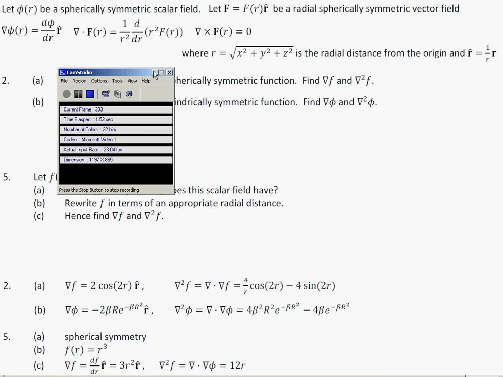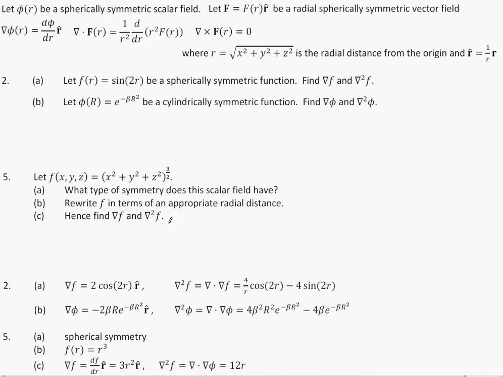In these questions we have to make use of the formula from the formula sheet. So in 2a, f of r is sine 2r, therefore del f, which we're asked to find, is going to be df by dr times r hat. So df by dr by chain rule is going to be 2 cosine 2r.